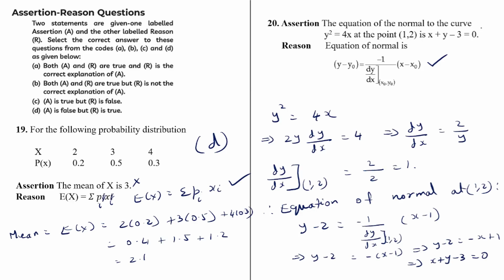So here the assertion is also true. The assertion is true and the reason is true, and the reason is the correct explanation of the assertion. As a result, the correct answer for this is option A. Both A and R are true, and R is the correct explanation of the assertion.